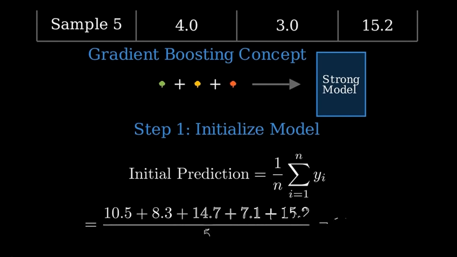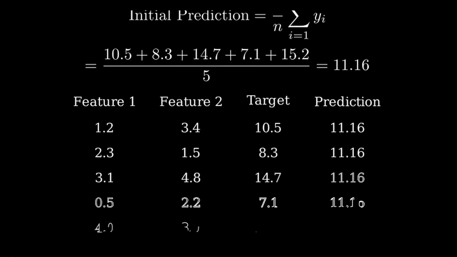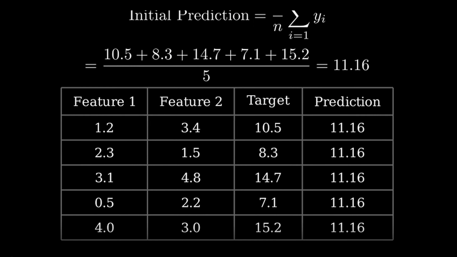Step 1. Initialize the model with a simple prediction. For regression, this is typically the mean of the target values. For our dataset, the mean target value is 10.96, so all our initial predictions will be this constant value.